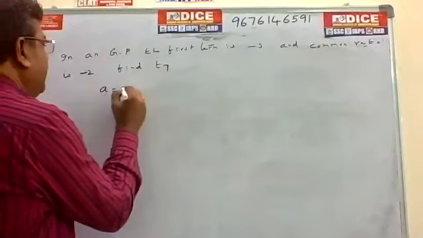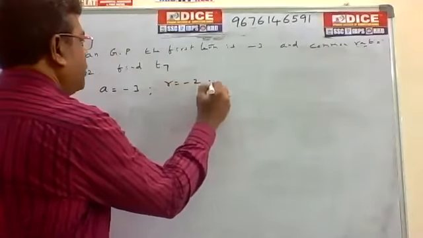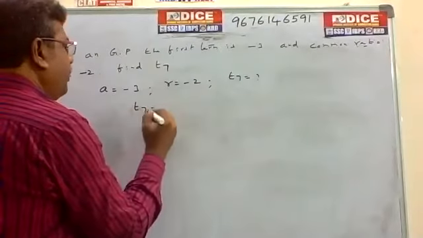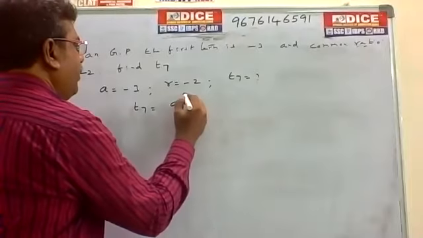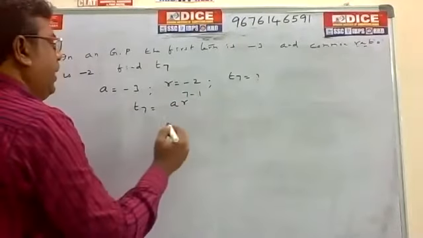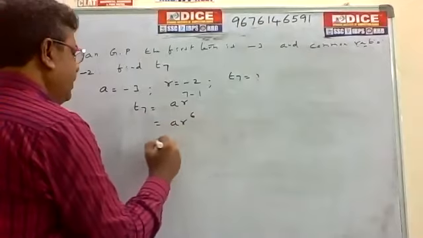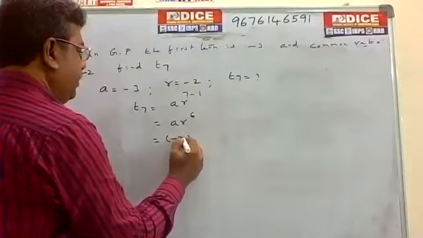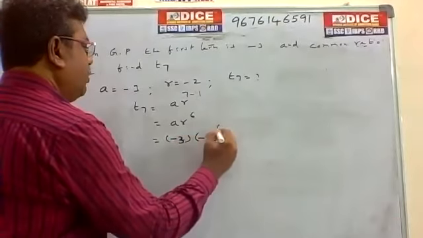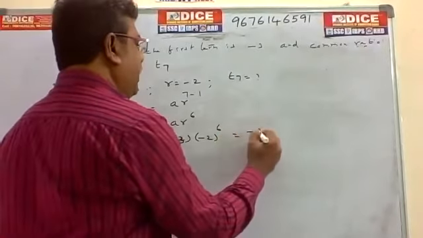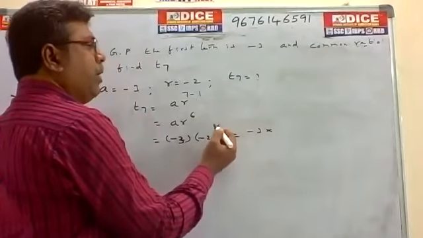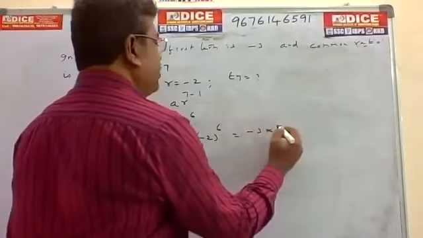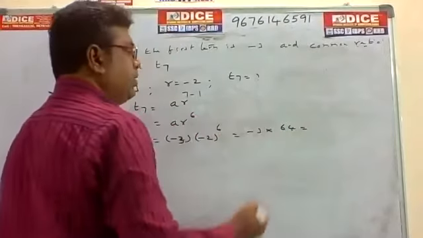A is equal to minus 3. R is equal to minus 2. T7 is question mark. So T7 is equal to A into R to the power of 7 minus 1, and this is equal to A R to the power of 6. A means minus 3 into minus 2 to the power of 6. So this is equal to minus 3 into, here it is even power, so automatically the value becomes plus. 2 to the power of 6 is 64. So the answer is minus 3 into 64.